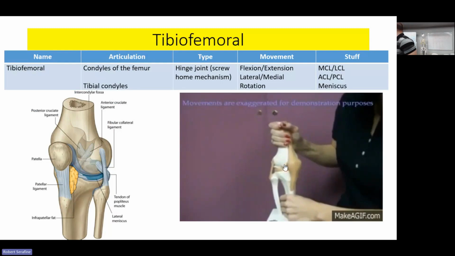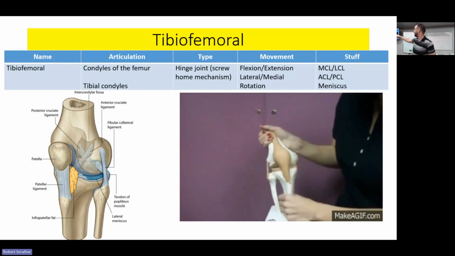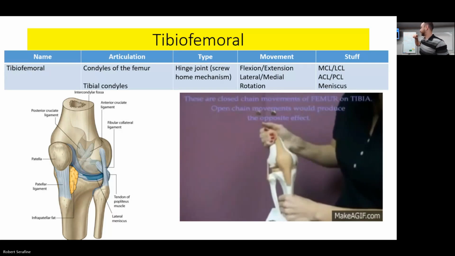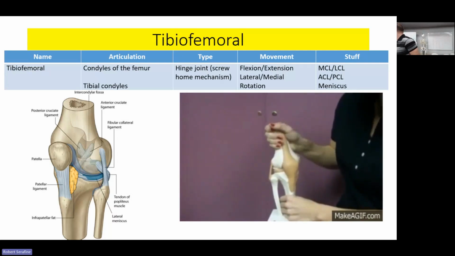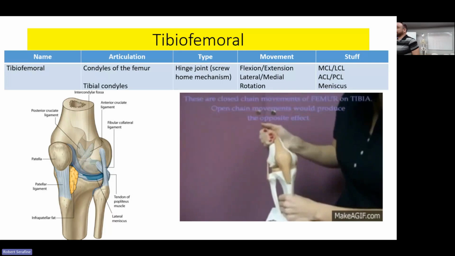Oh, it was. So that displays the rotation in which I'm talking about. Whoever made this video, I'll hopefully give them credit somewhere. But you see how it rotates in and out of position as it moves through flexion and extension.